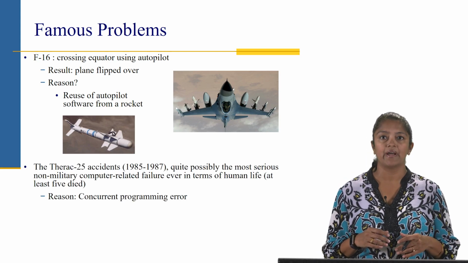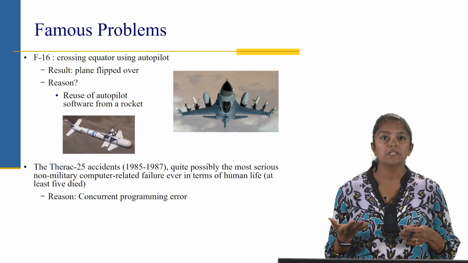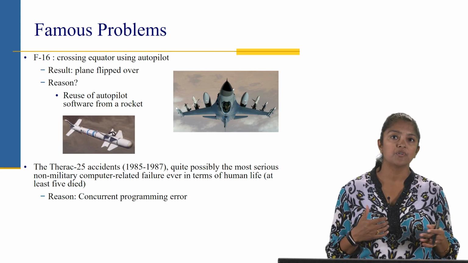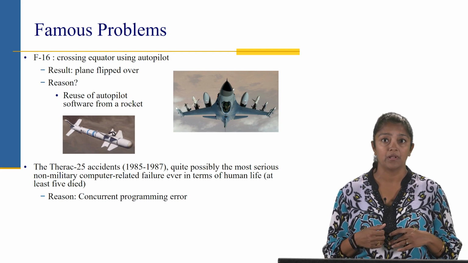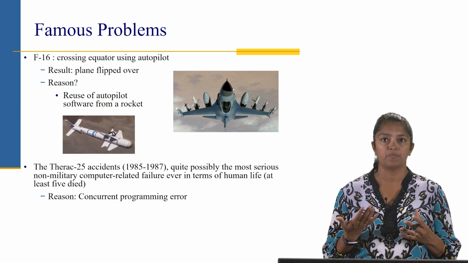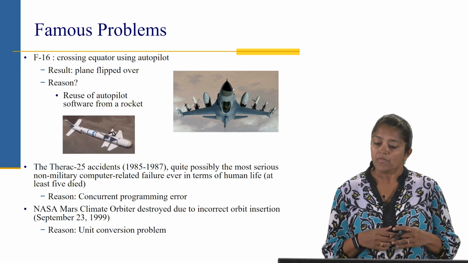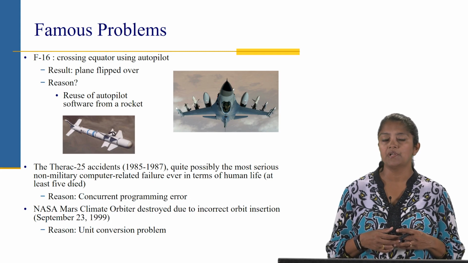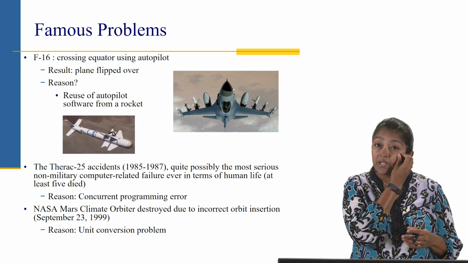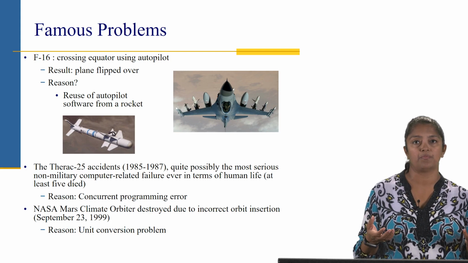Another big incident was the Therac-25 accidents that happened during 1985 to 87, and this in fact was one of the most serious non-military computer related failures in terms of human loss, and at least 5 people died in those accidents. And the reason over there again was the software that was being used, and it was a concurrent programming related error. Another one is the NASA Mars Climate Orbiter that was destroyed due to incorrect orbit insertion, and this happened in 1999. And here the reason was later found to be a unit conversion problem.